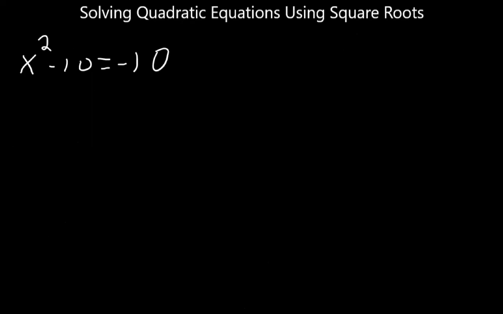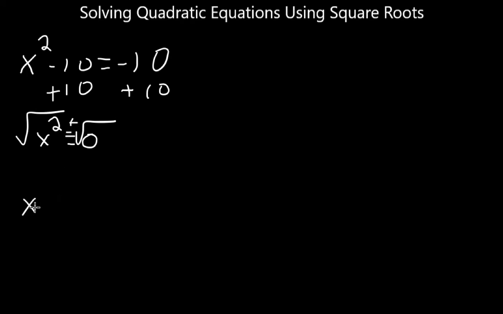Alright, now let's take a look at x squared minus 10 equals negative 10. What I'm going to do here is get this x squared by itself because it is the term that is being squared. So I'm going to add 10 to both sides. Negative 10 plus 10 is 0. Negative 10 plus 10 is 0. So now I'm going to take the square root on both sides and add plus or minus.